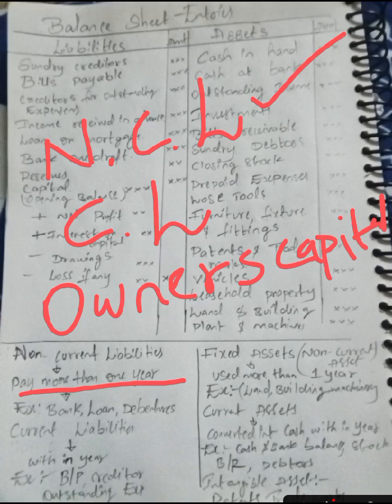And current liabilities are those which we can pay within 1 year, payable within 1 year. Example, bills payable, creditors, outstanding expenses, and also short term loans. These are the current liabilities.